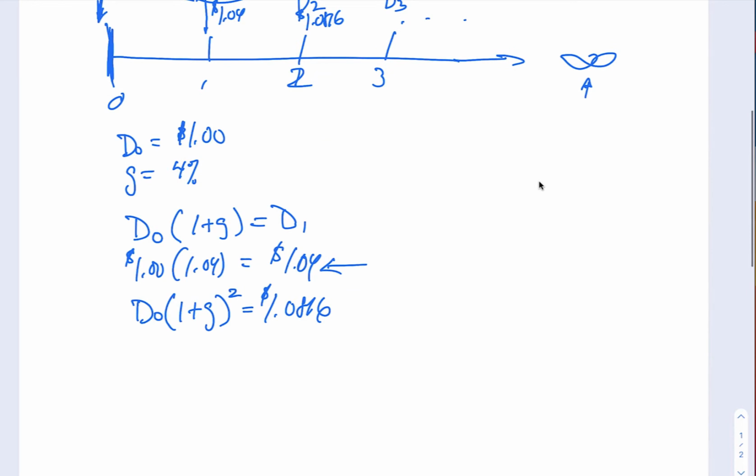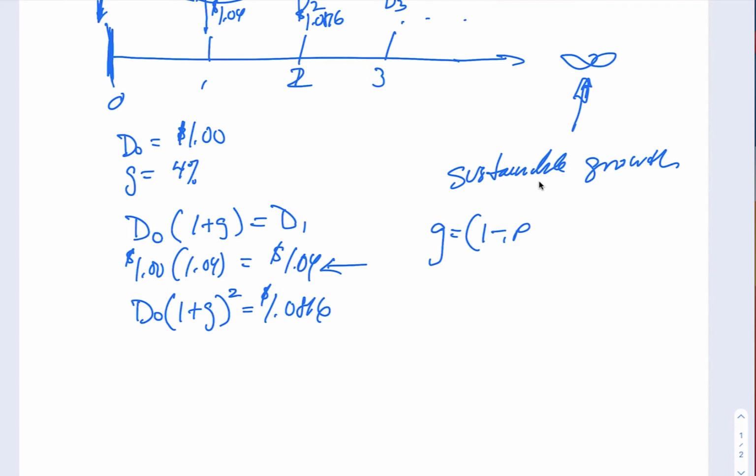Now, where does that growth come from? When we have growth that goes all the way out to infinity, we call it a special name. It's called sustainable growth. And so let me unpack and develop this concept of sustainable growth off to the side here, independent of the problem I just showed you. And the formula for sustainable growth is 1 minus the payout ratio times the return on equity of the firm.